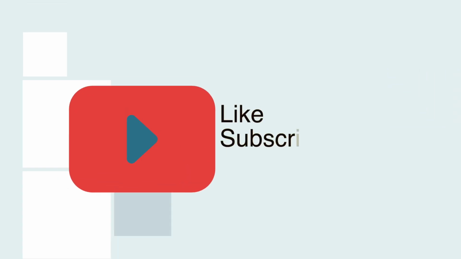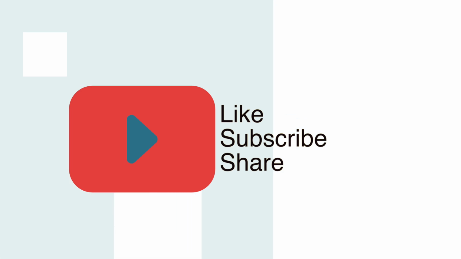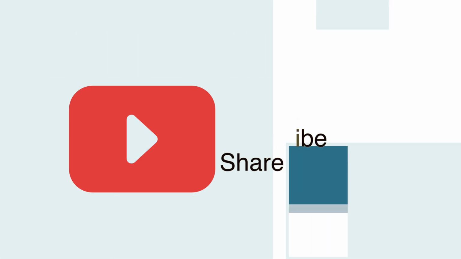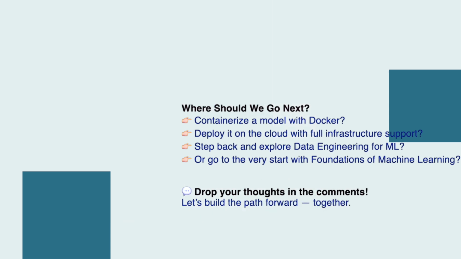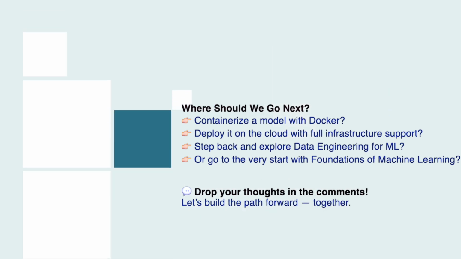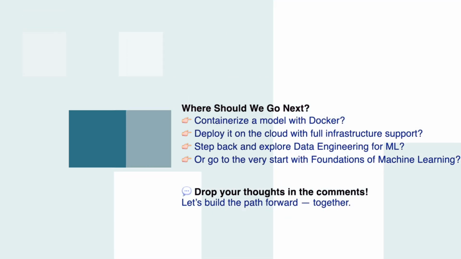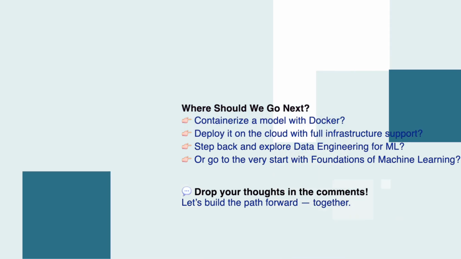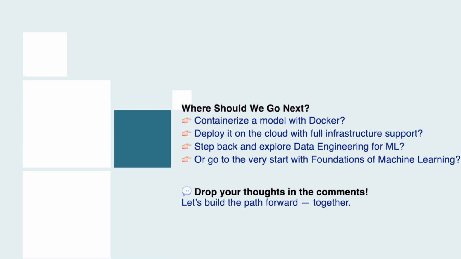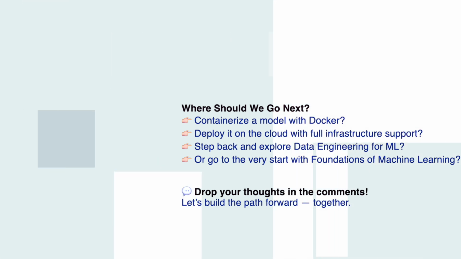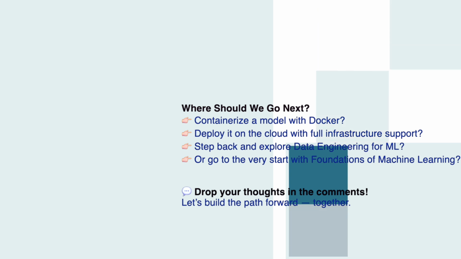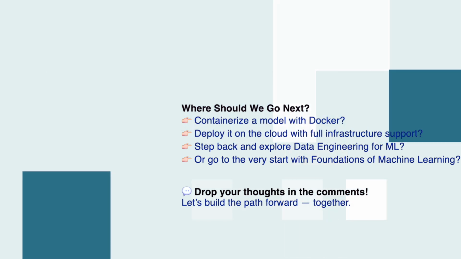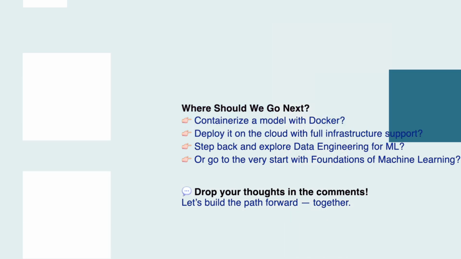Now that we've got a clear picture of what model deployment and serving really means, let's decide where we head next. Should we take the next step and containerize a model with Docker? Should we dive deeper and deploy it on the cloud with full infrastructure support? Should we take a step back to understand how to engineer and prepare data for ML? Or would it help to go all the way to the beginning and build the foundations of machine learning itself?